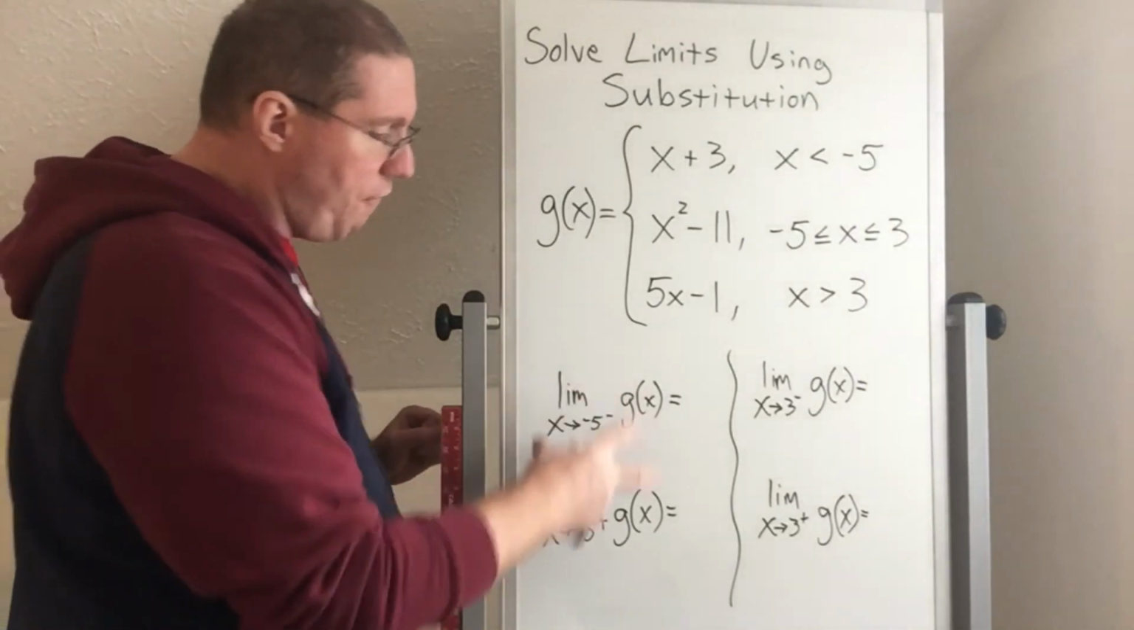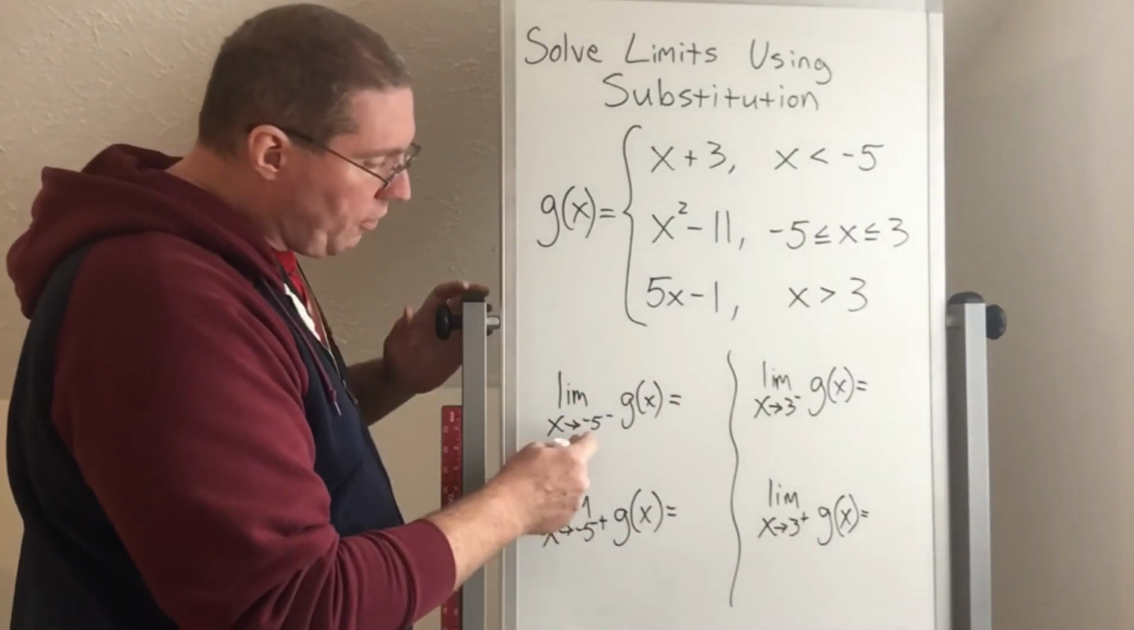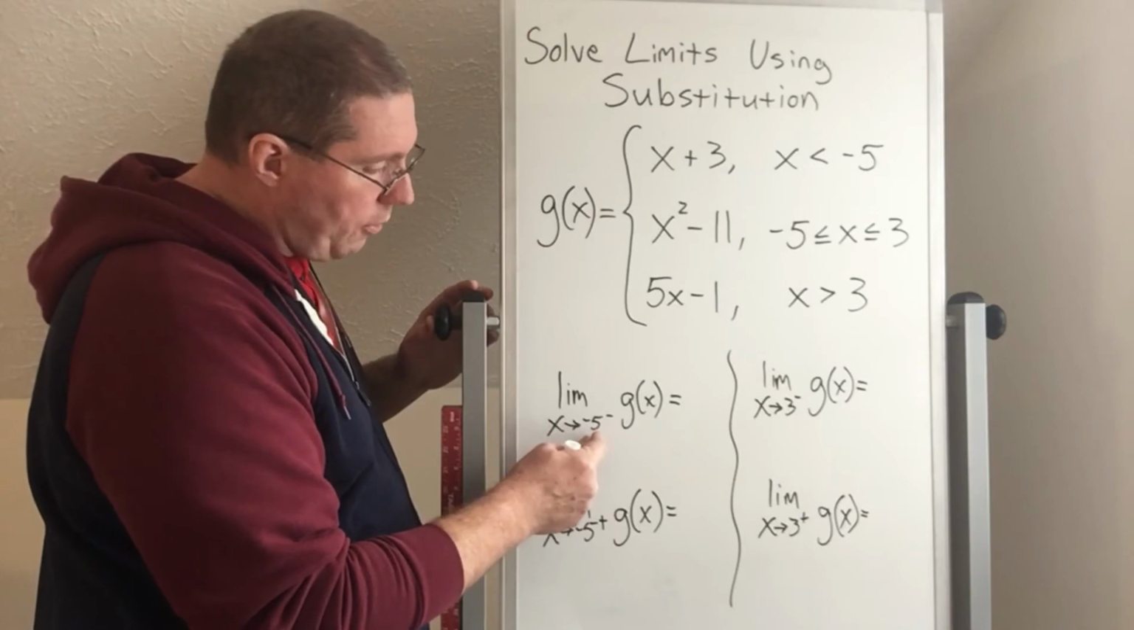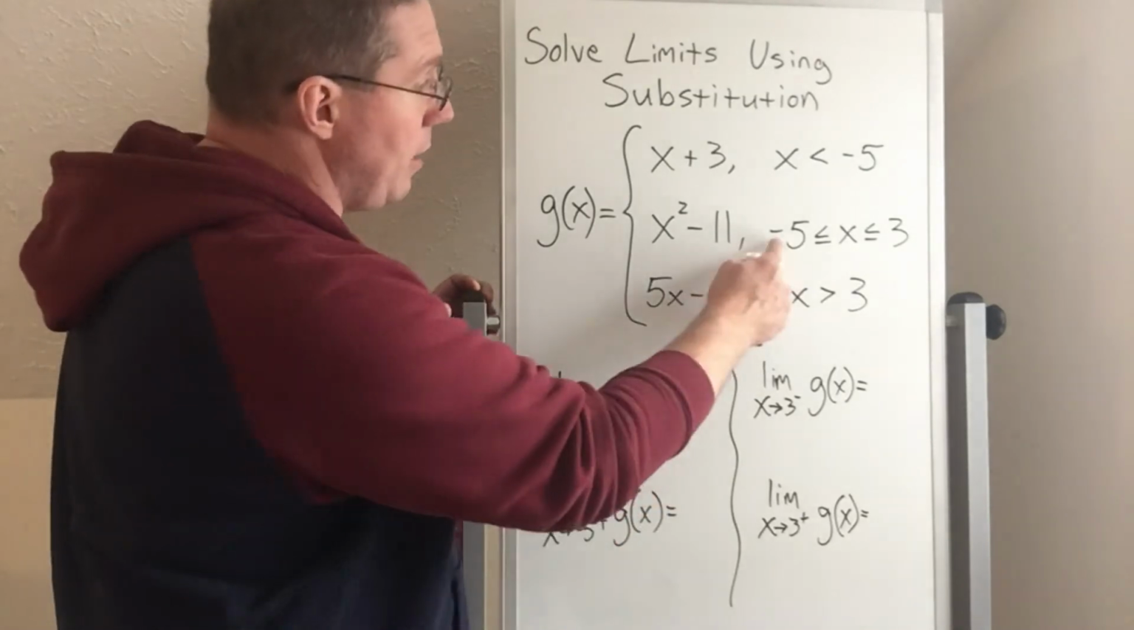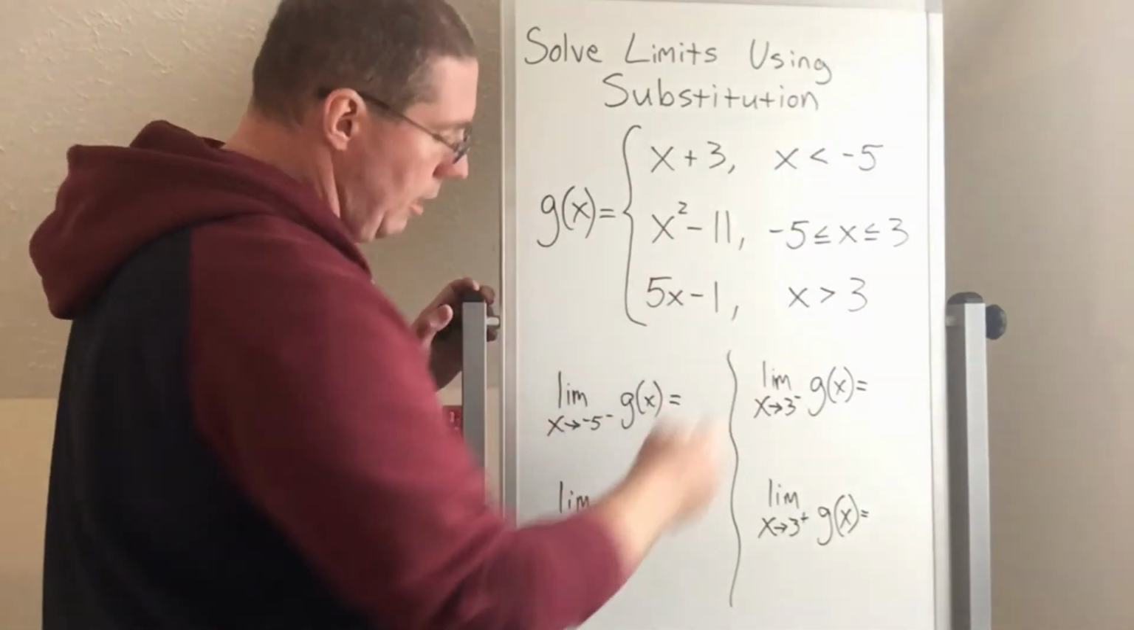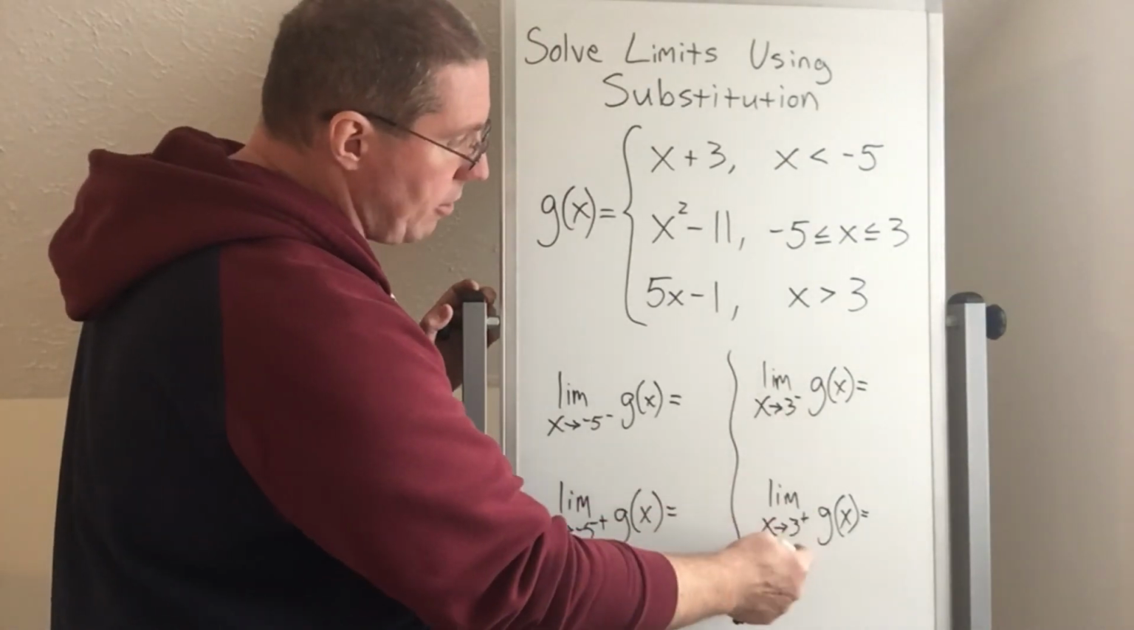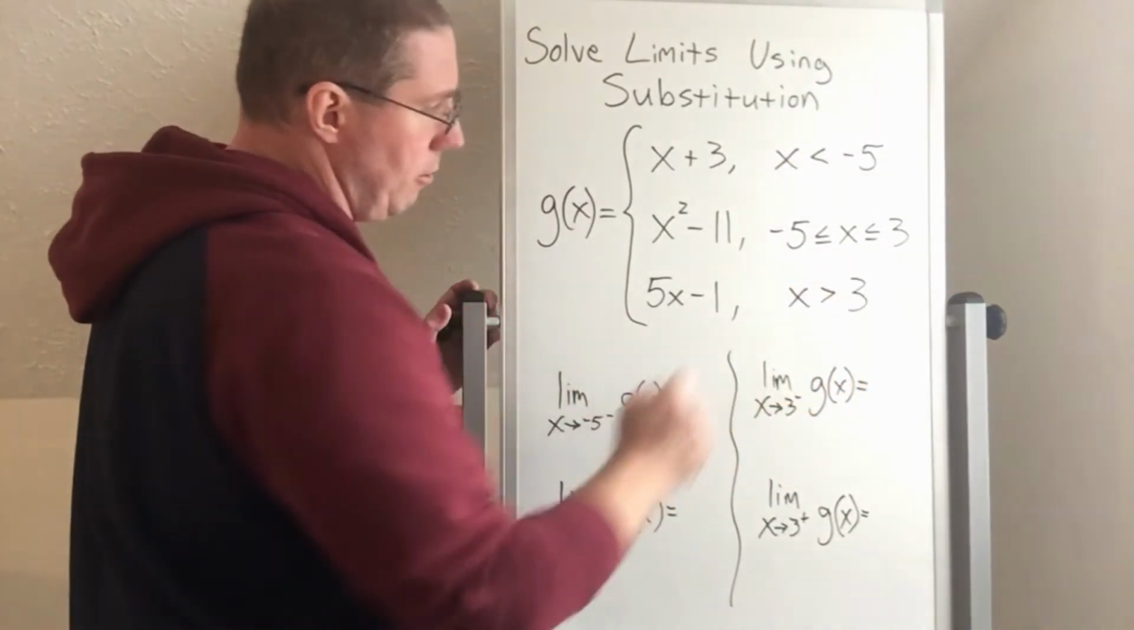And so now we actually have 4 limit problems. 2 of them are focused on the x value -5, so -5 here and -5 here. The other 2 are focused on +3, which is right here and right here, okay?